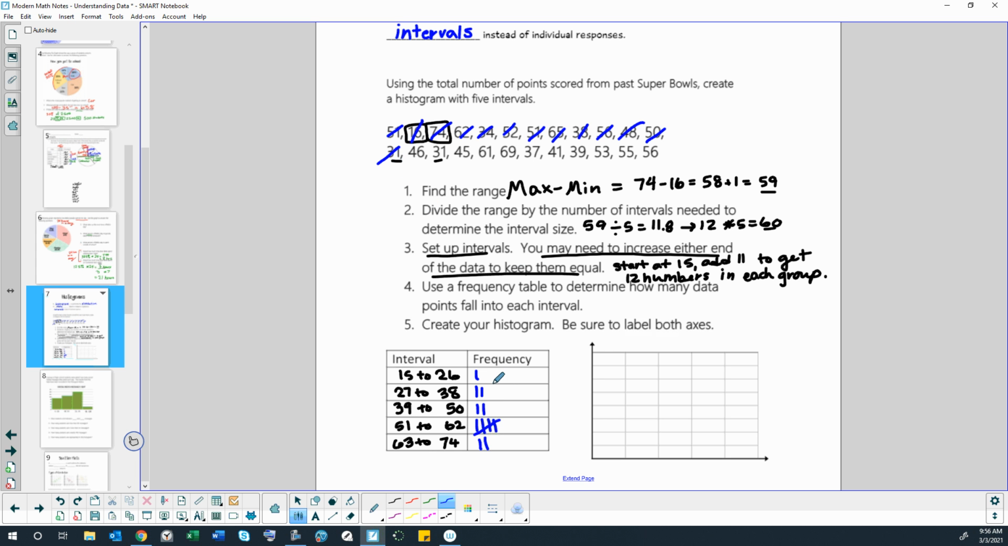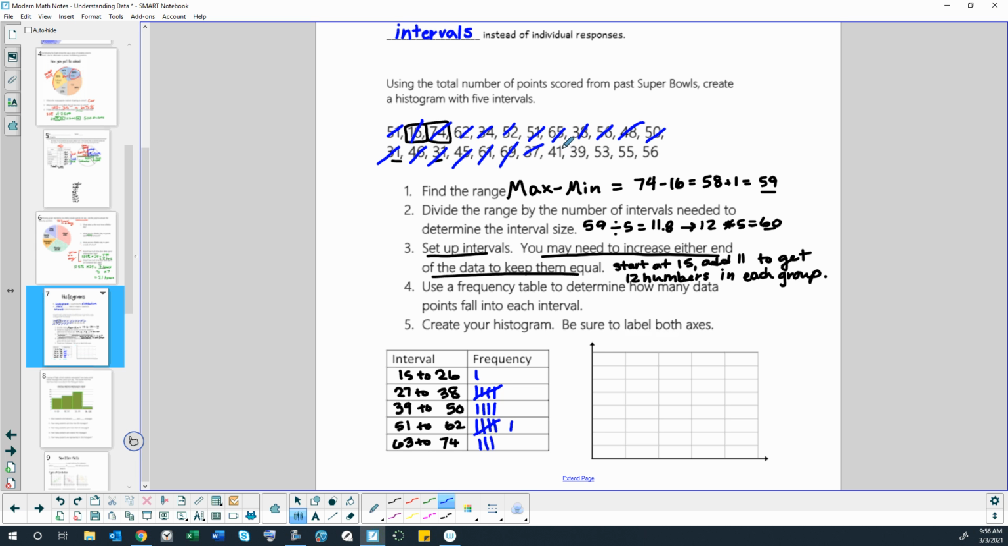31 goes in our second interval. 46 goes into our third interval. Wait, yeah, 46, sorry. 31 goes into our second interval. 45 goes into our third interval. 61 goes into our fourth interval. 69 goes into the fifth interval. 37 goes in the second, and that gives us a total of 5 there, so I wrote that line diagonally.